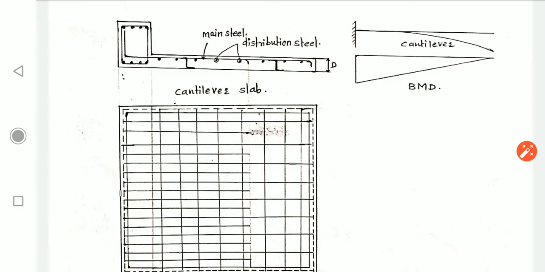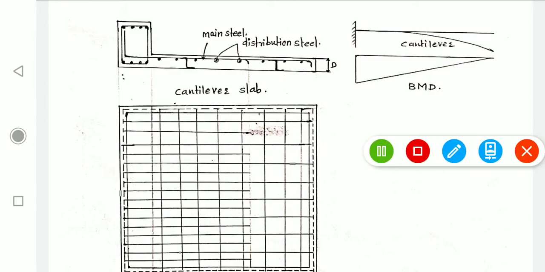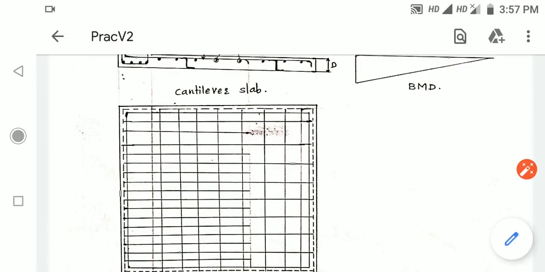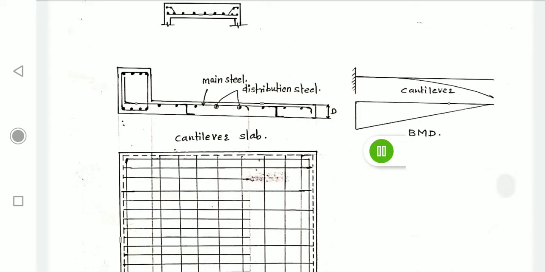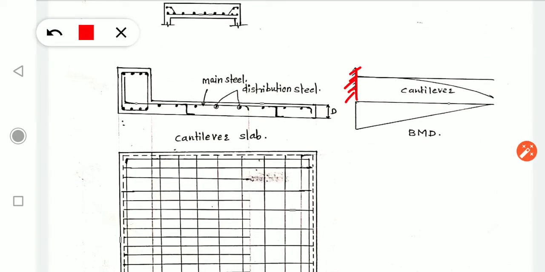Now the second type of reinforcement detailing I want to explain is about the cantilever slab. You can see here I have drawn a cantilever beam for you, and you have studied this concept in strength of materials. Cantilever beams show a bending like this. The free end gives the maximum deflection, where the bending moment at the free end is 0.